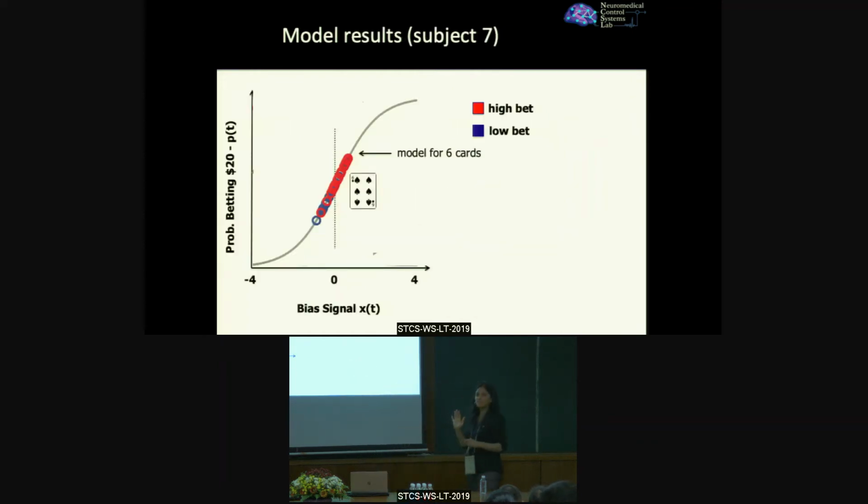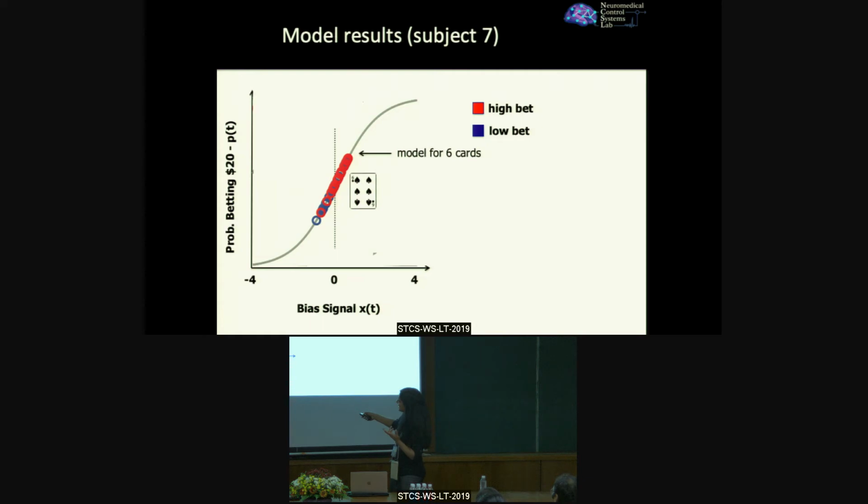So this is just to orient you on how we display the models. Here's an example of a model for one subject. Red is high bet, blue is low bet. The y-axis is P of t, my probability of betting high on any trial t, and I'm plotting that versus bias, the estimated bias for that subject, okay? This is a model for the 6 cards. So this is a person that actually bet low sometimes on 6 cards, which are the blue trials, and red circles are when this person bet high.